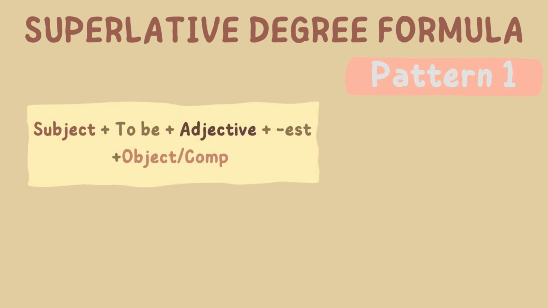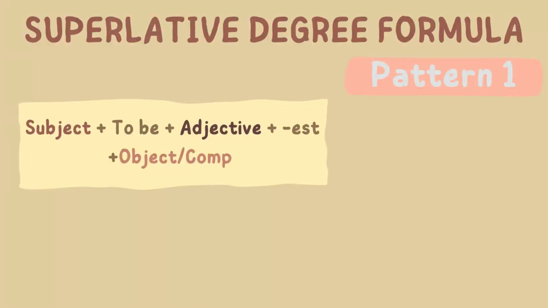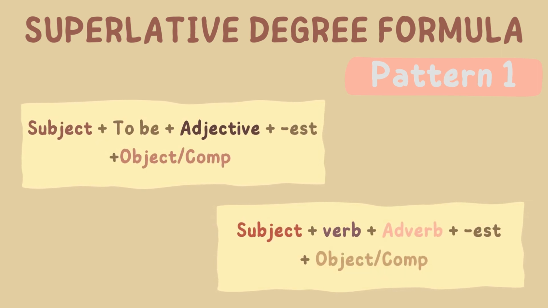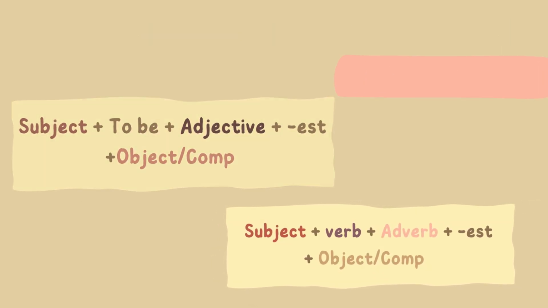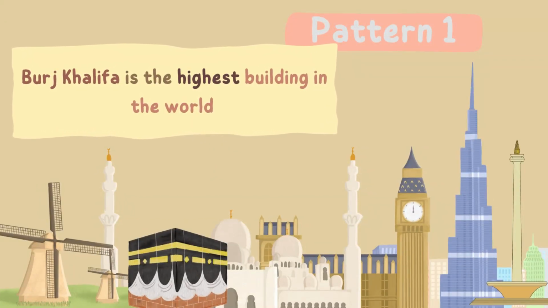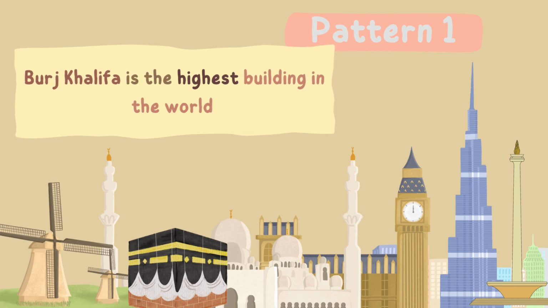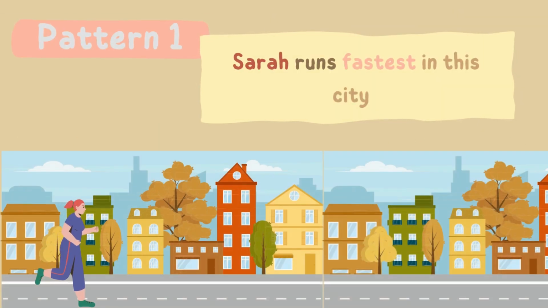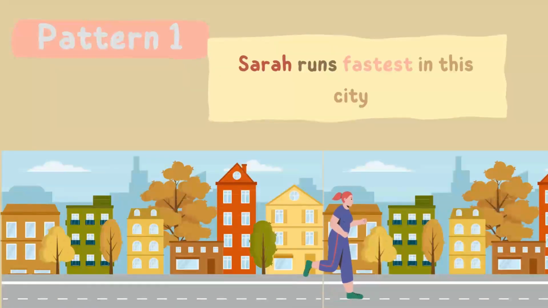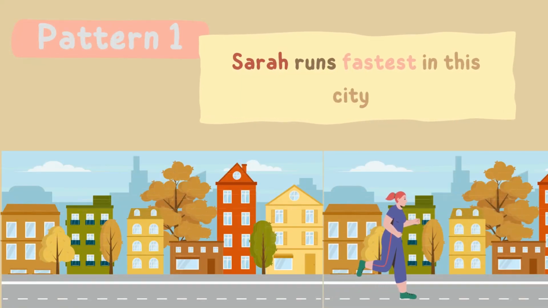Superlative degree formula. Superlative degree formula is divided into two patterns. Pattern 1. Subject plus to be plus adjective plus est plus object or complement, or subject plus verb plus adverb plus est plus object or complement. Example of formula pattern 1. Burj Khalifa is the highest building in the world. Burj Khalifa is the subject, highest is the adjective, and in the world is complement. Or, Sarah runs fastest in this city. Sarah is subject, runs is verb, fastest is adverb, and in this city is complement.